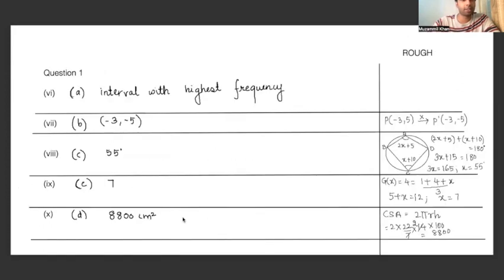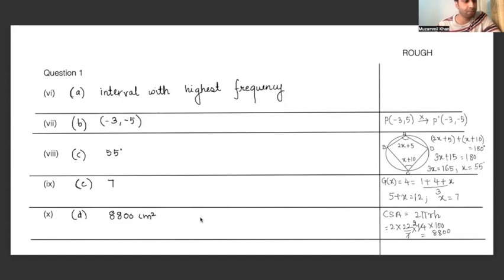Okay. Next, question 6. Question 6 is again a theoretical question. The modal class of a given distribution always corresponds to... The correct answer is interval with the highest frequency. And we know this because this comes from the concept of mode. So mode is basically the value which has the maximum number of repetitions. So question 6, the answer was A.